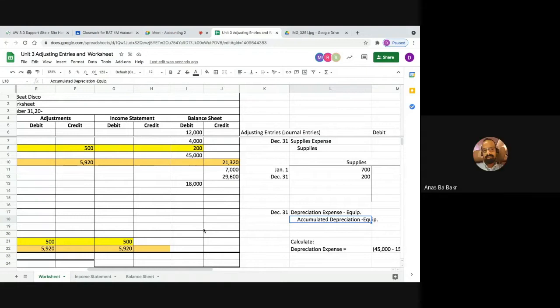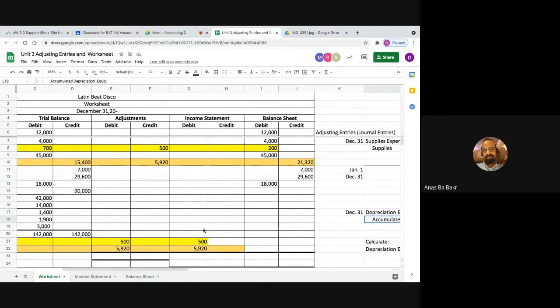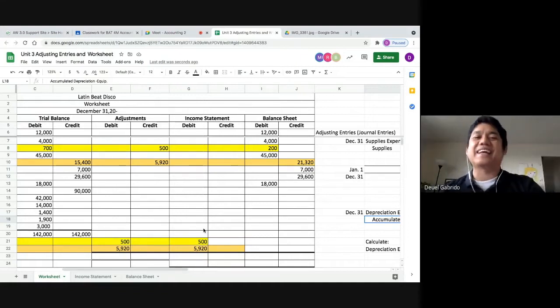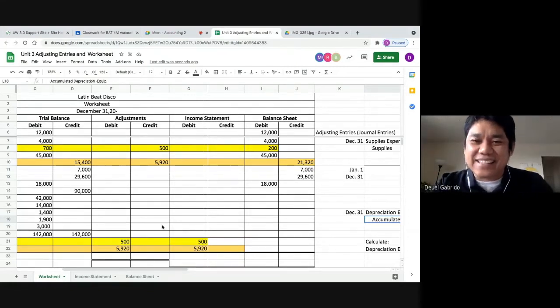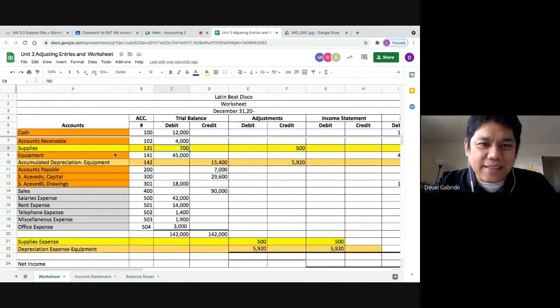Yes, for me, I think it's better right now. Yes, adjustment affects the balance sheet. Correct. That's the thing. So Anas, let's see again. Look. What's this? The supplies here is 700, right? Do you see this one?